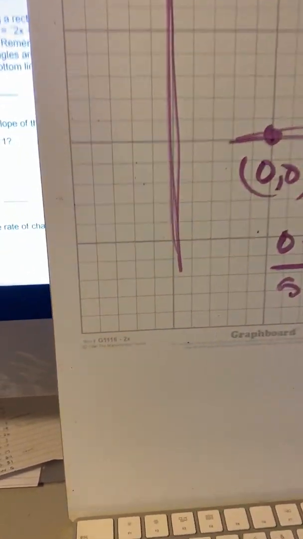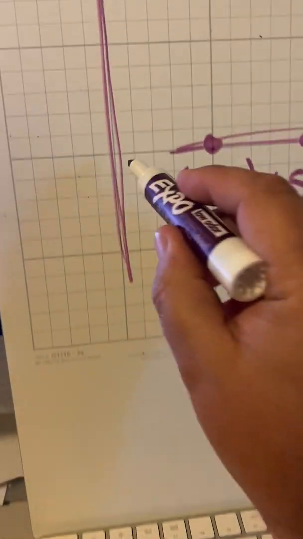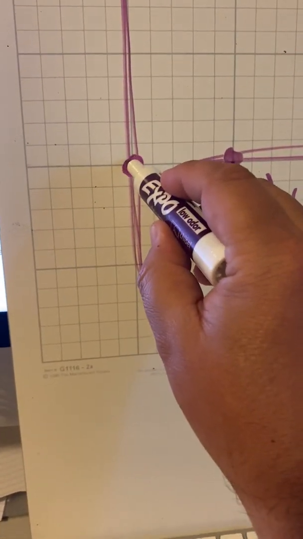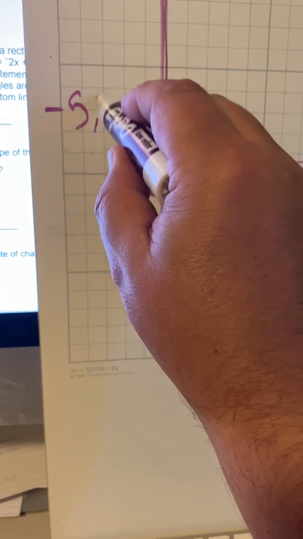Vertical line, this one's a little different, okay? Let's say I use this point, which is (5, 0), or (-5, 0).